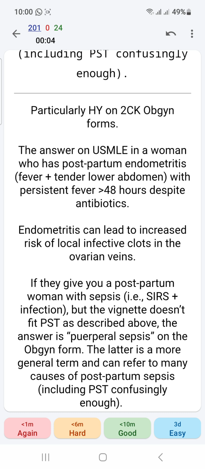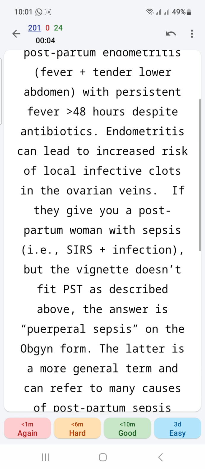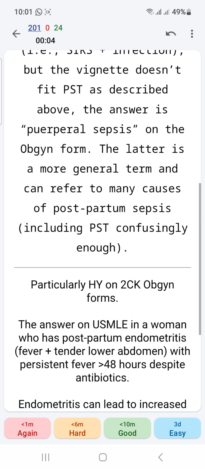as described above, the answer is puerperal sepsis on the OB-GYN form. The latter is more a general term and can refer to many causes of postpartum sepsis, including PST, confusingly enough. Pelvic septic thrombophlebitis, more than 48 hours despite antibiotics.